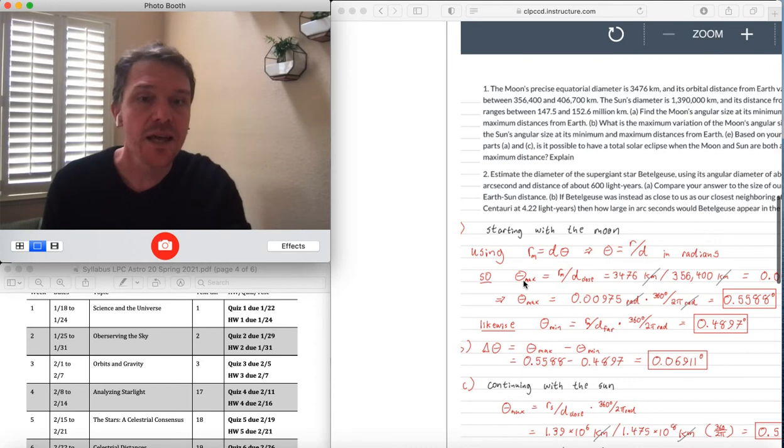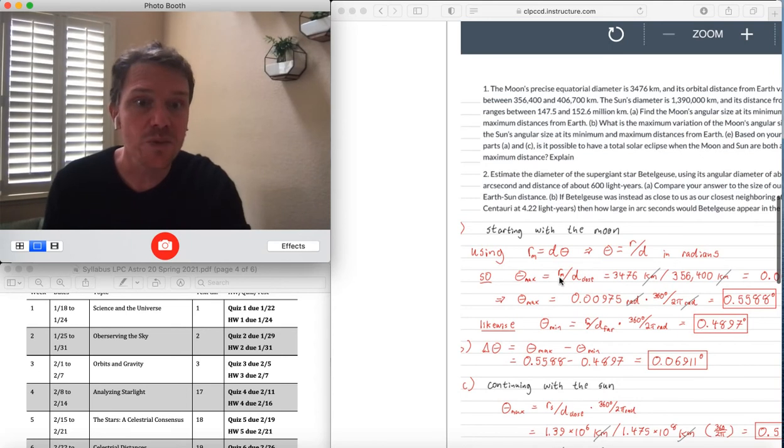So you can see here that theta max, the maximum angular size, is the radius of the object divided by the distance to the object. There's the radius of the object, 3,476 kilometers, divided by the distance to the object, 356,400 kilometers. So it's much further to the object than the size of the object. And what is the object? If you recall, it's the moon.